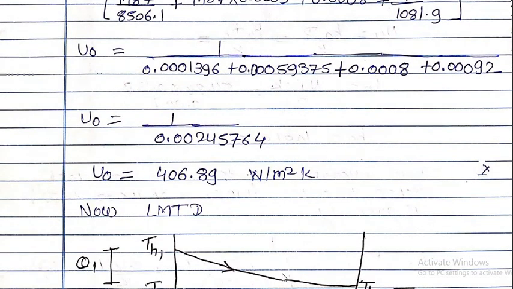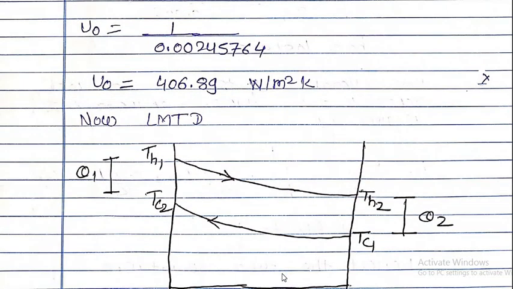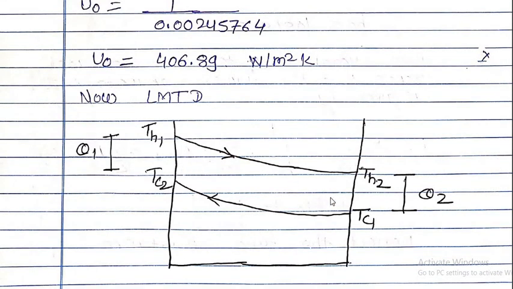Now we know that this is a counterflow heat exchanger. It is provided in the problem statement itself. So for that purpose we have to draw the counterflow heat exchanger temperature distribution diagram. In a counterflow heat exchanger, on the side where the hot fluid inlet is there, the cold fluid outlet should be there, whereas on the other side where the hot fluid outlet is there, the cold fluid inlet should be there, because both the fluids are flowing in opposite directions.